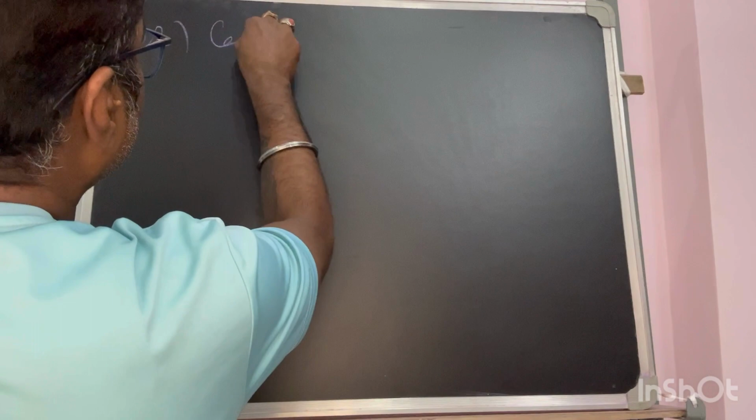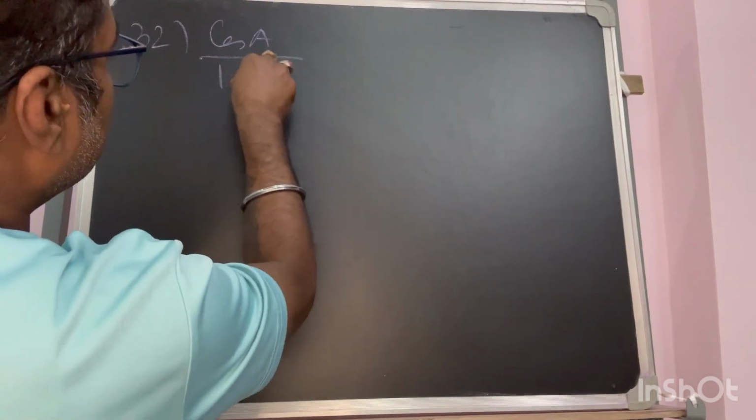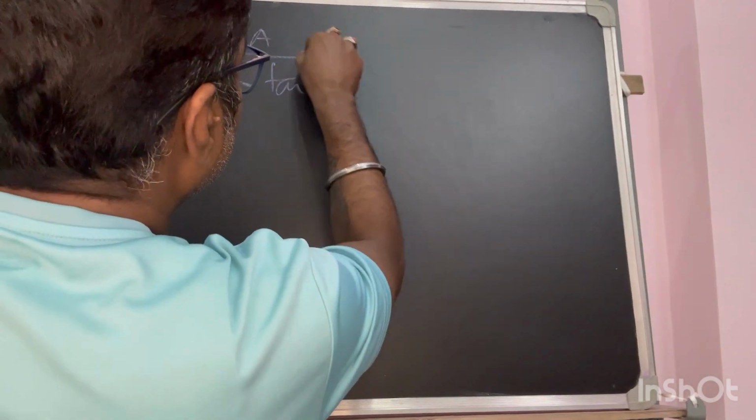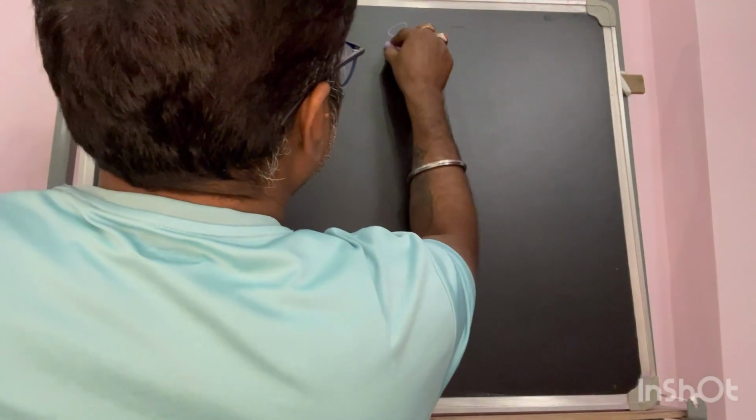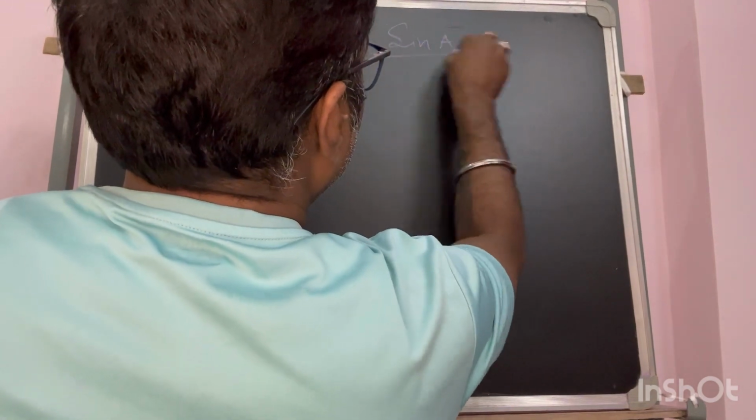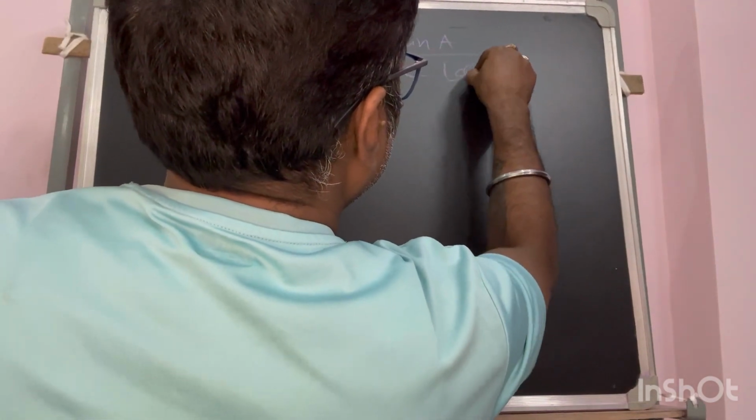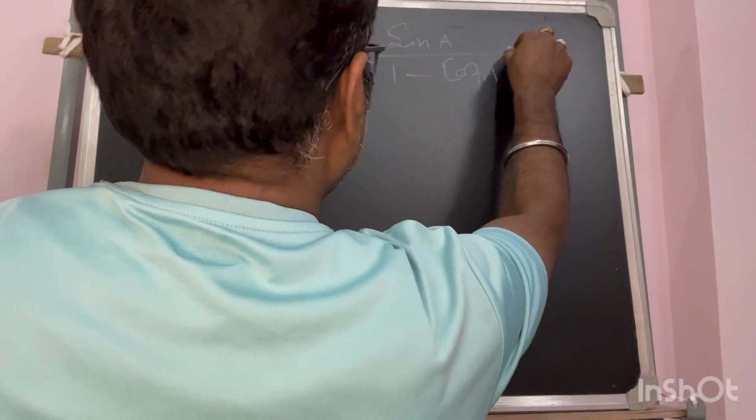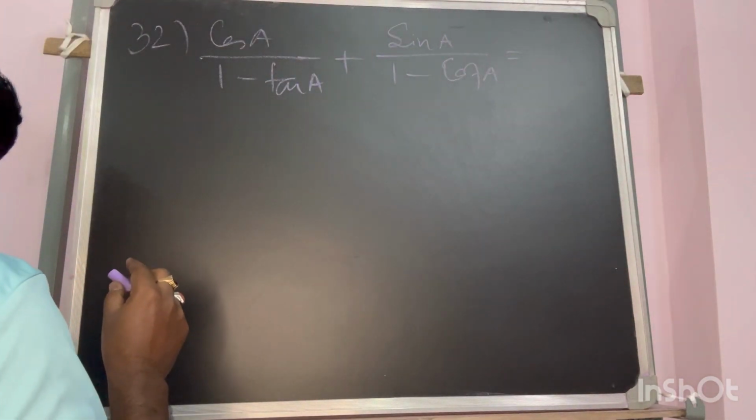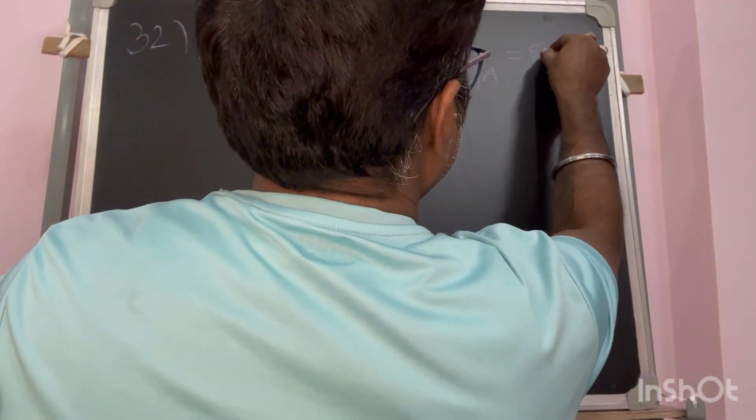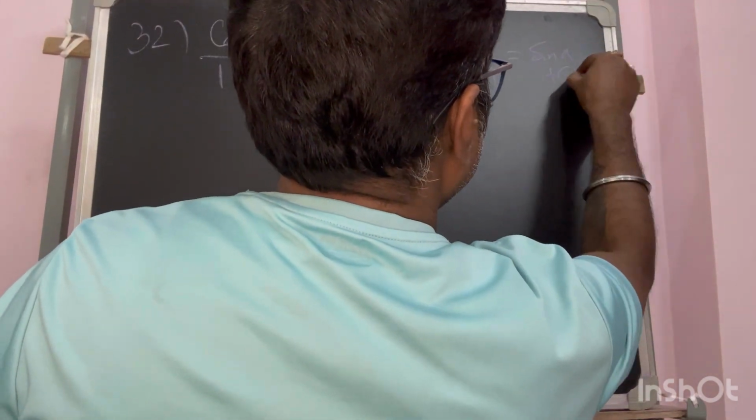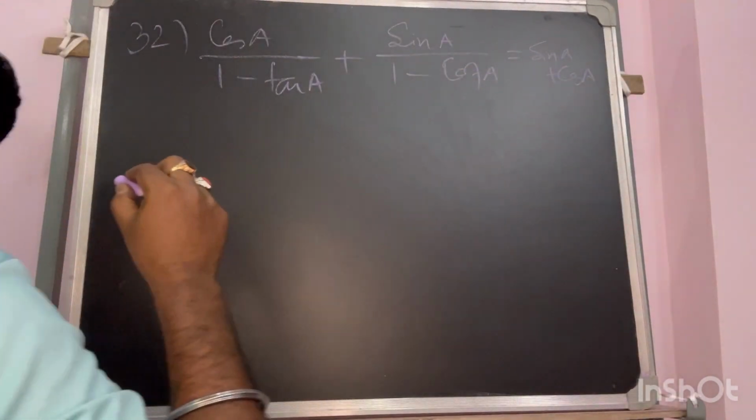32 says cos A by 1 minus tan A plus sin A by 1 minus cot A equal to sin A plus cos A.